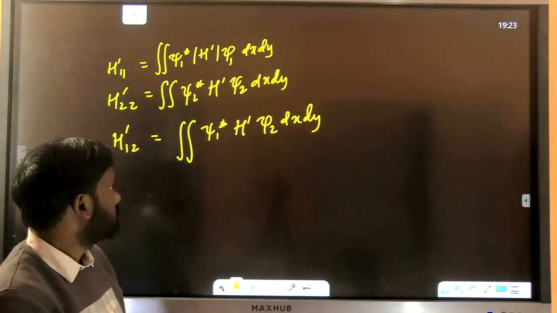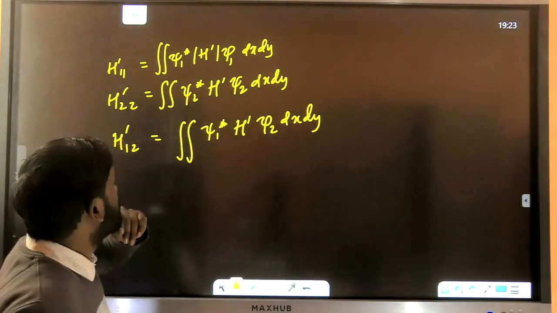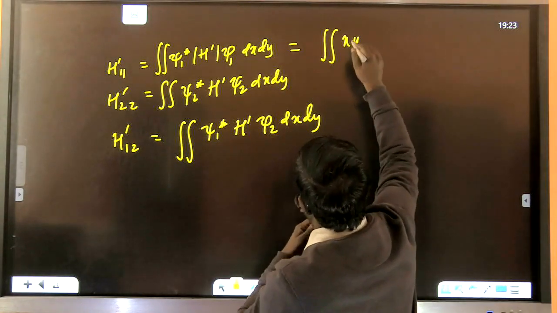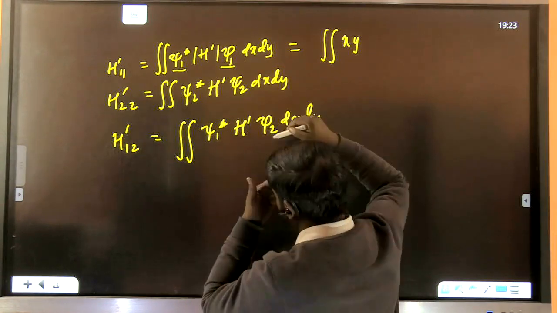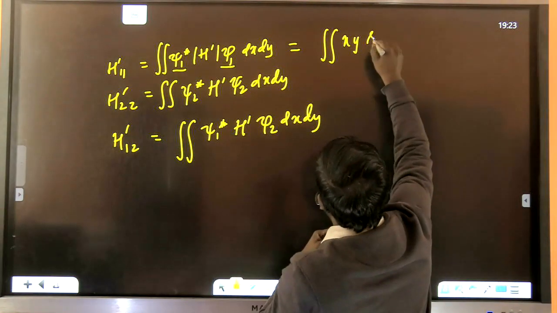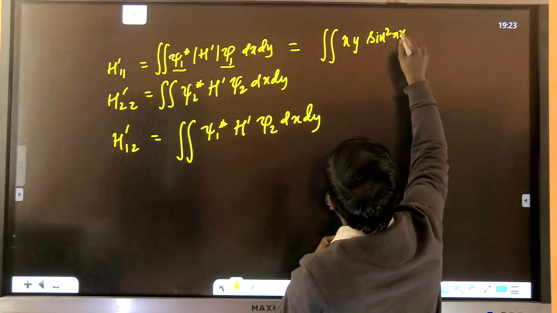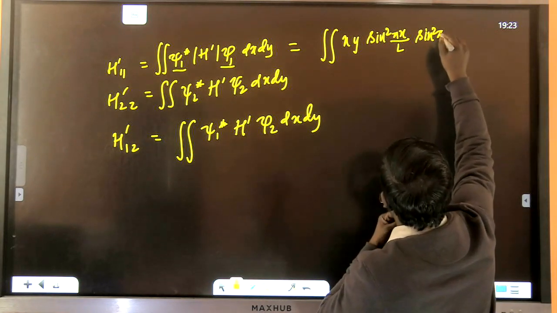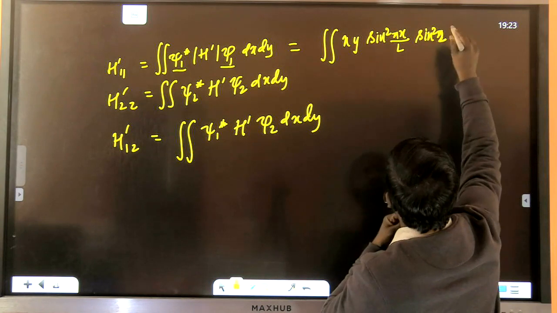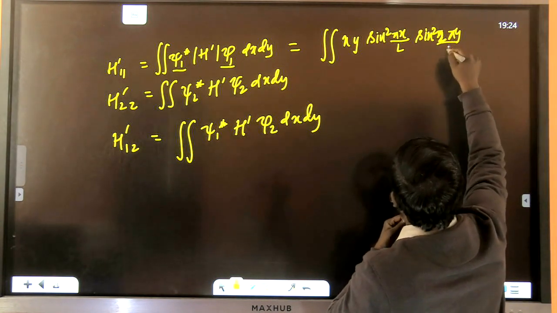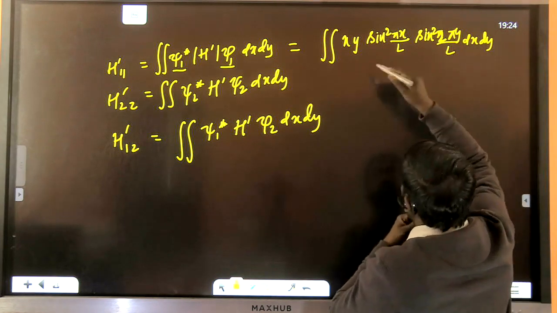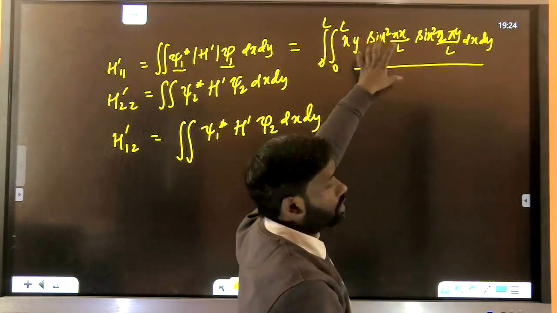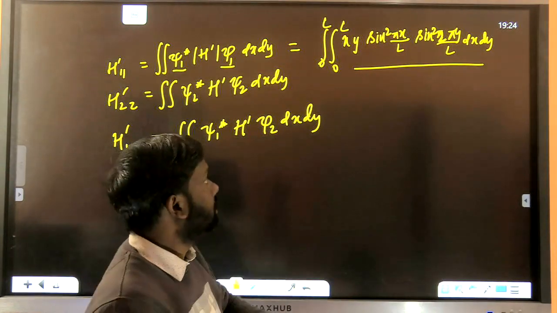Now using basic properties of integration, you can check that for H'11, these two states are the same, so you get just the square: sin²(πx/L) and sin²(2πy/L), dx dy. You are integrating over the first quadrant, 0 to L and 0 to L, so nothing is negative here. All these terms are positive, therefore this will be non-zero.